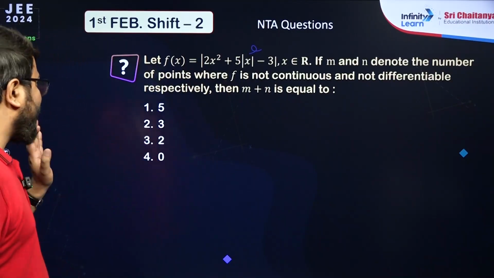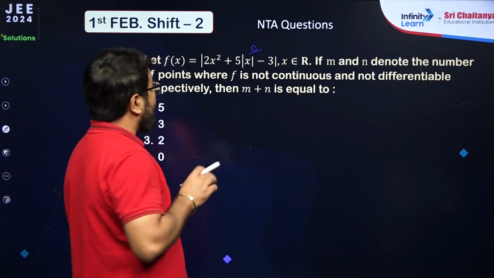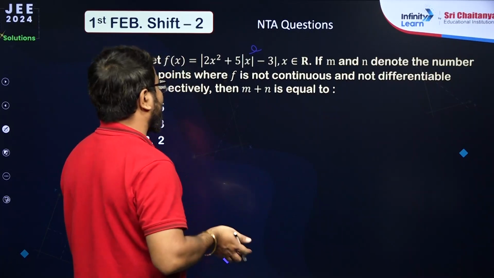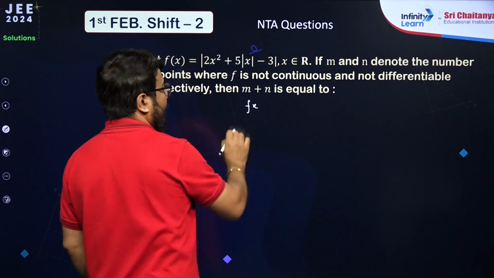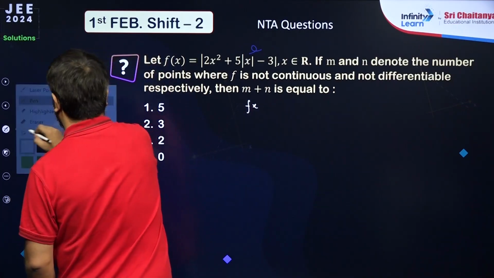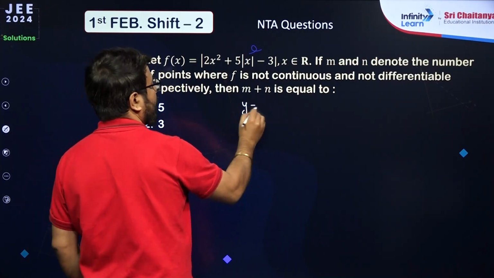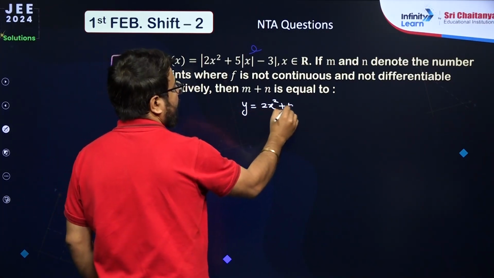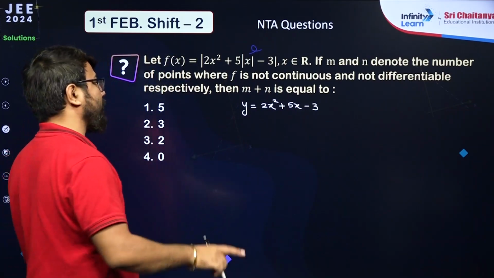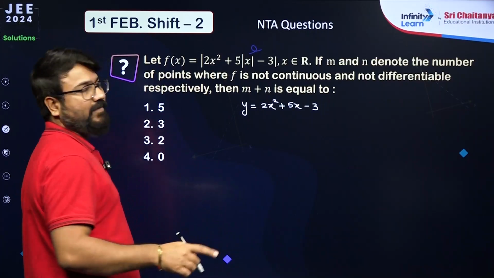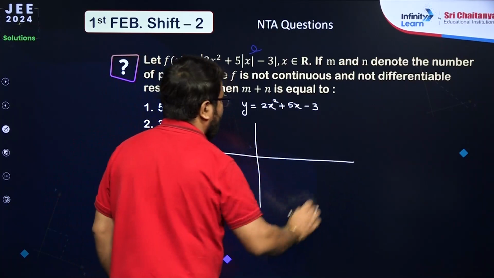Here is another problem in front of us. Basically this function is being given to us, and in this function if you try to draw the graph of it, first of all I'll deal with the function, which I will not consider to be fx, but I will consider it to be y equals 2x square plus 5x minus 3. If I want to draw the graph of y equals 2x square plus 5x minus 3, I can see that I will be at two different coordinates over here.